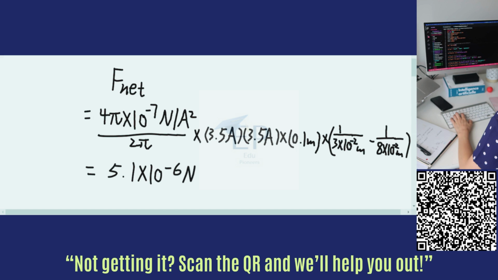Okay, so now let's determine the direction of the force, since we got the magnitude of the force. Okay, so the force on the near side of the loop is toward the wire, since the currents are in the same direction. Therefore the force on the farther side of the loop is away from the wire, as the currents are in opposite direction. So therefore, the direction of the net force on the loop is towards the wire.